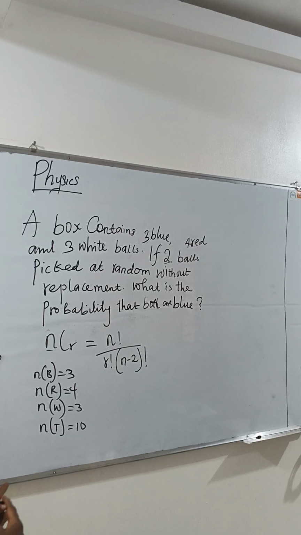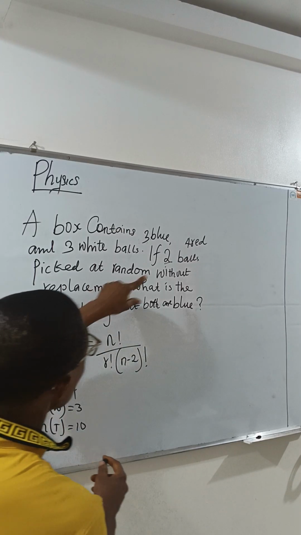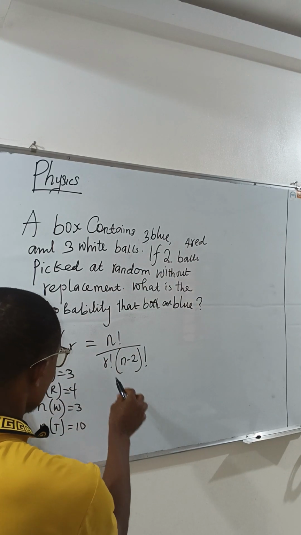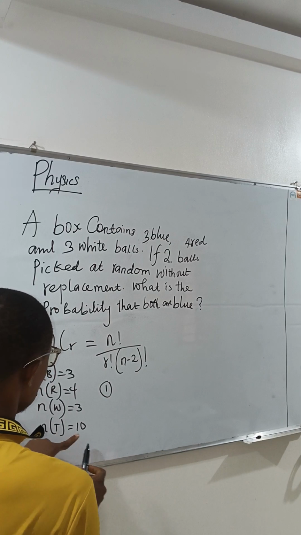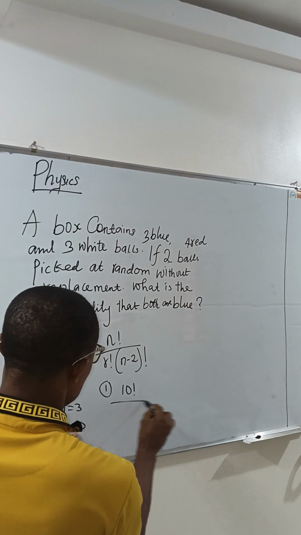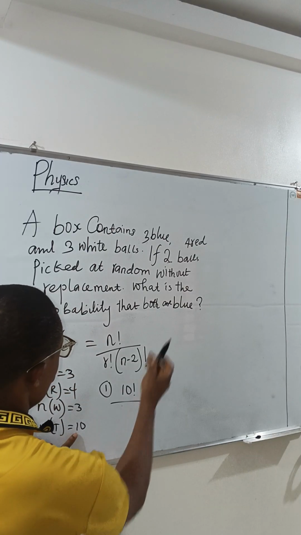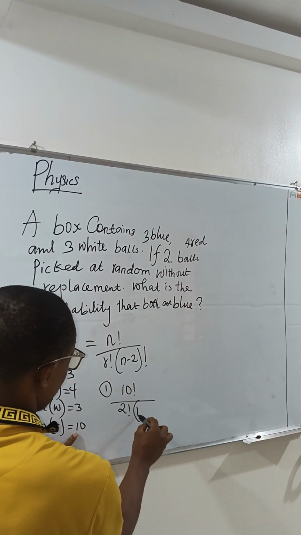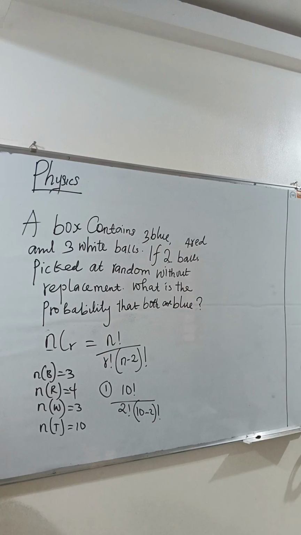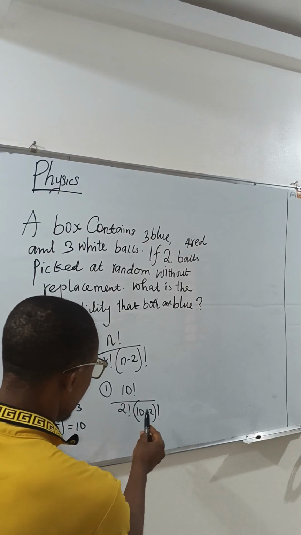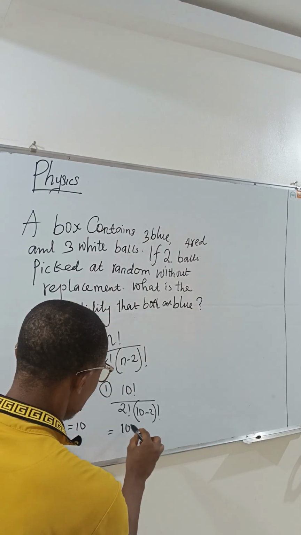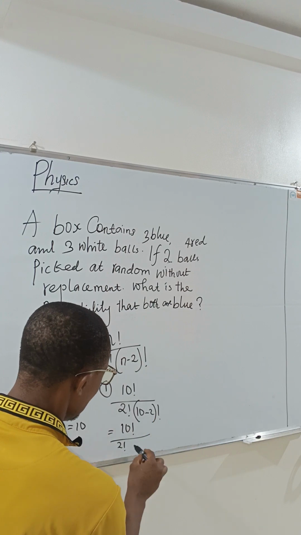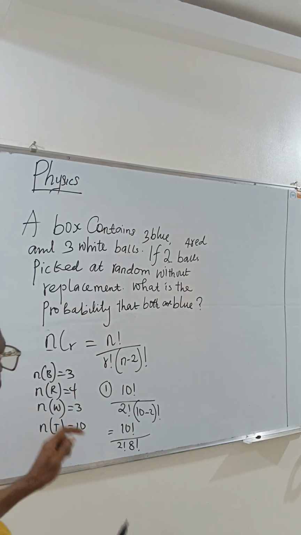Okay, all right, so since they said 2 are picked at random, what do we do? We now apply this formula. Step 1, let us use 10 factorial all over r factorial. Since 2 balls are picked at random, I have 2 factorial times (n minus r), which is 10 minus 2, all factorial. So this is equal to 10 factorial over 2 factorial times 8 factorial, because 10 minus 2 is 8. And you know what factorial is.